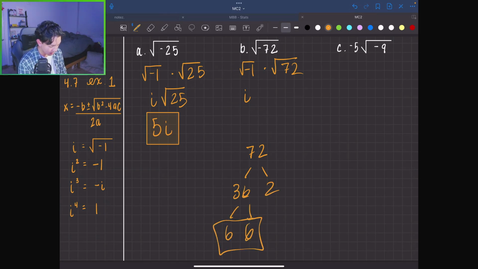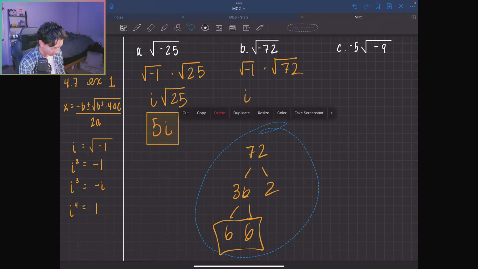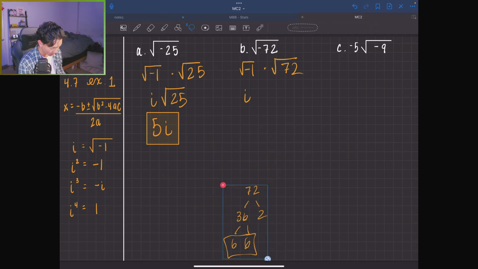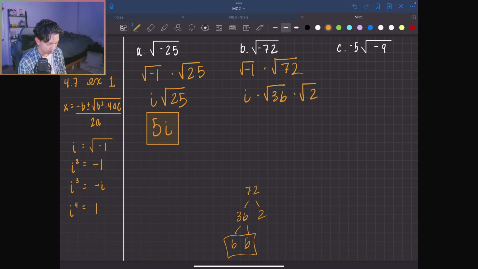So I'm going to move this over. Let's actually make this smaller. Right over here. Now I'm going to say i times the square root of 36 times the square root of 2. Well, i times 6 times the square root of 2. And so we have i and 6 together, so now it's just going to be 6i root 2. And that is your solution.